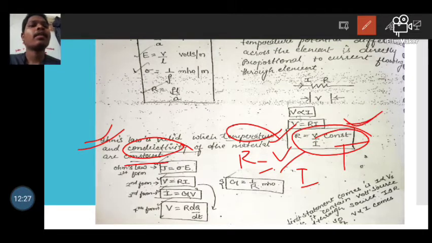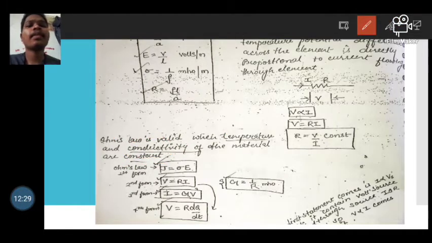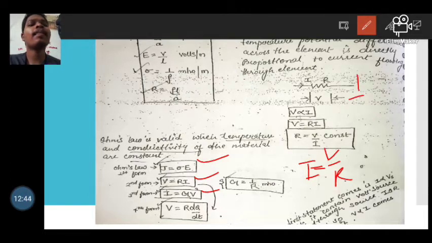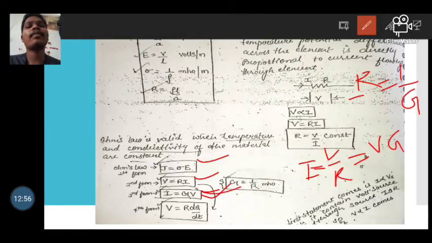Okay, so the first formula for Ohm's law is J is equal to sigma into E, V is equal to I into R, and I is equal to G into V. Because I is equal to V divided by R, and we already know the formula R is equal to 1 by G. So put here 1 by R is equal to G. So V into G. Then we will get this formula.